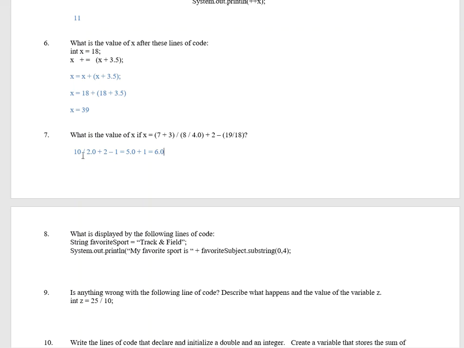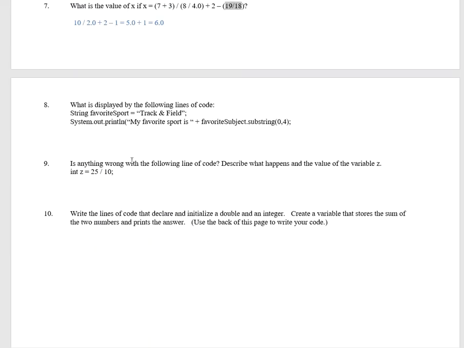All right, and so some people put just 6, or I think one of you put 5.94 or something like that because you did this math. Remember, this math is a lot easier than it looks. How many times is 18 going into 19? It's a whole number answer, just one time. Okay, all right, so let's look at number 8.